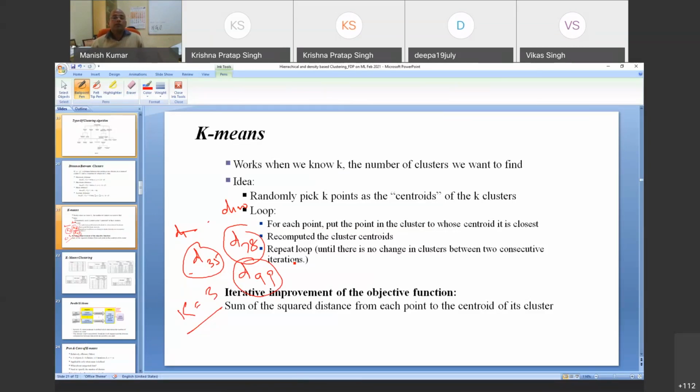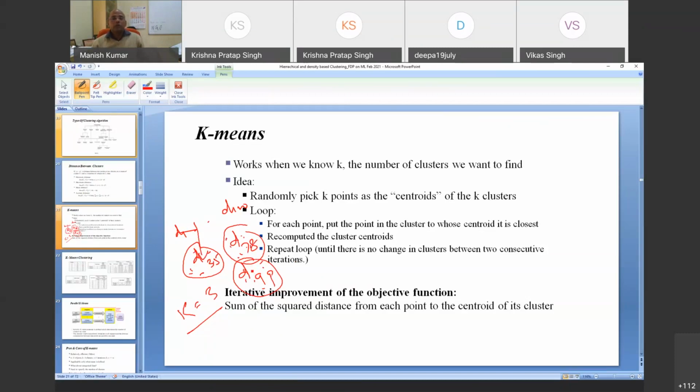Then, depending upon these 3 points, all the points' distances will be calculated, and each point will go to the closest one. Some of the points will lie in this, some in this, some in this. The beauty of k-means is that all the points will be clustered.